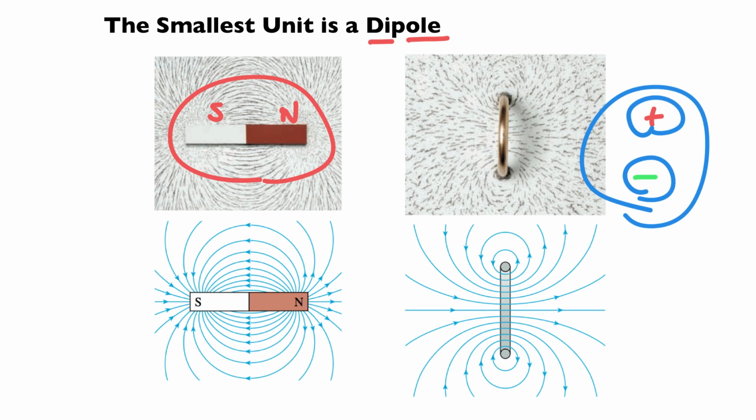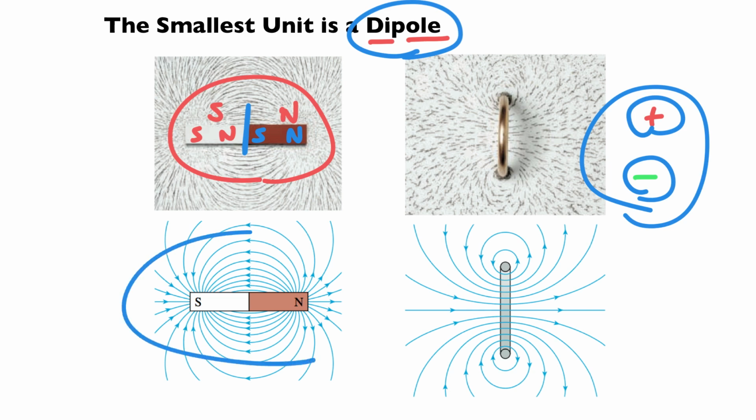If you take a bar magnet and cut it in half, what you end up getting is two smaller pieces, each of which has a south pole and a north pole. You get two smaller bar magnets. The smallest unit of magnetism is a dipole. And one way to see that is to look at the field lines.